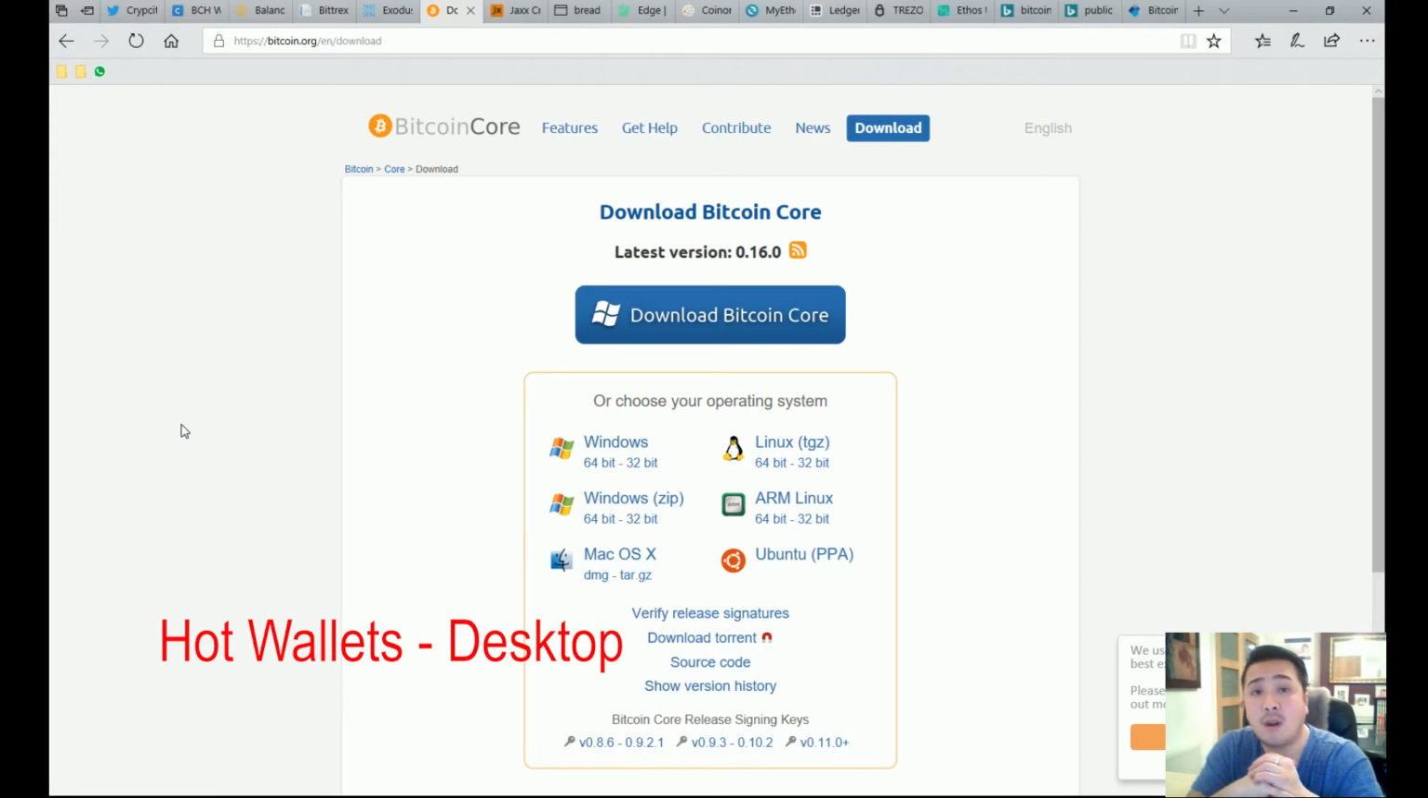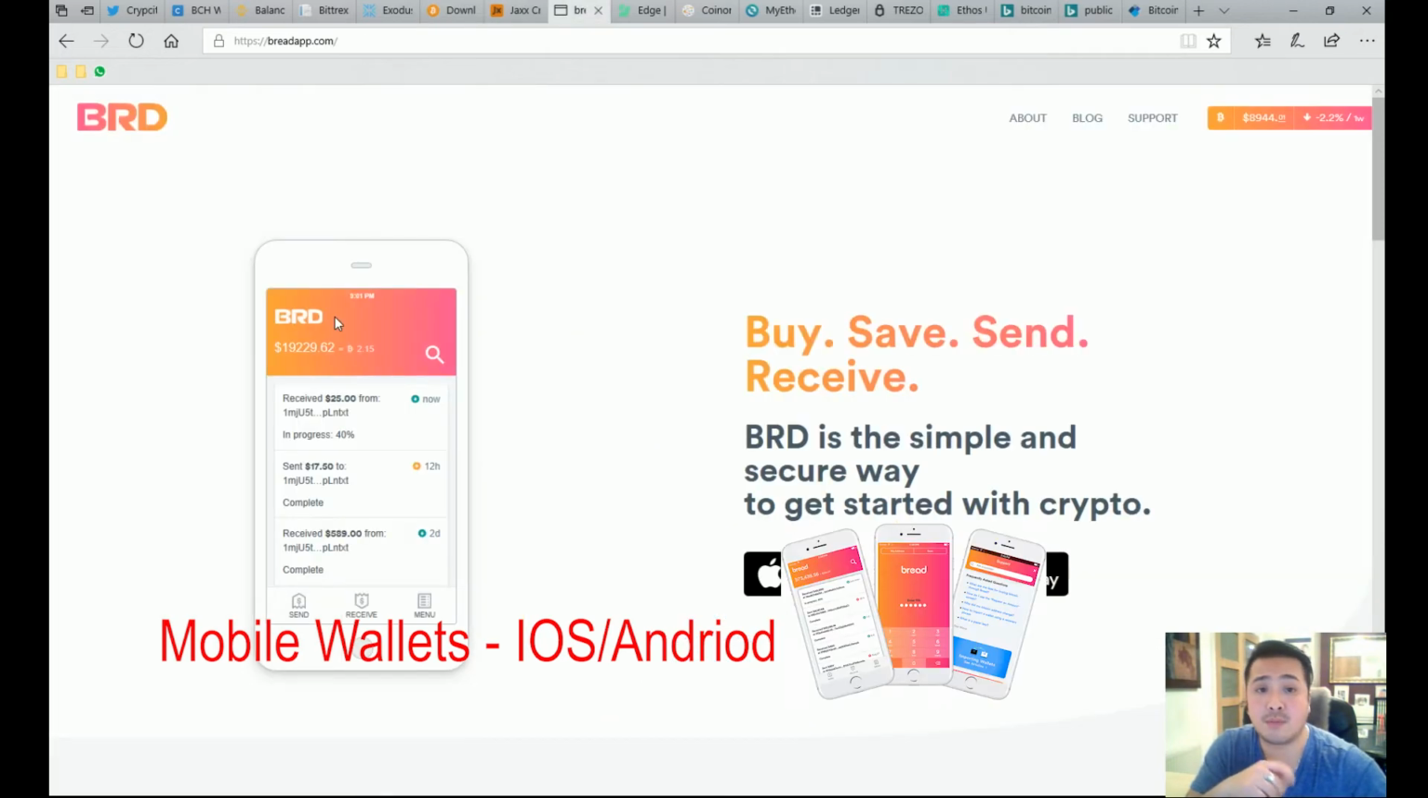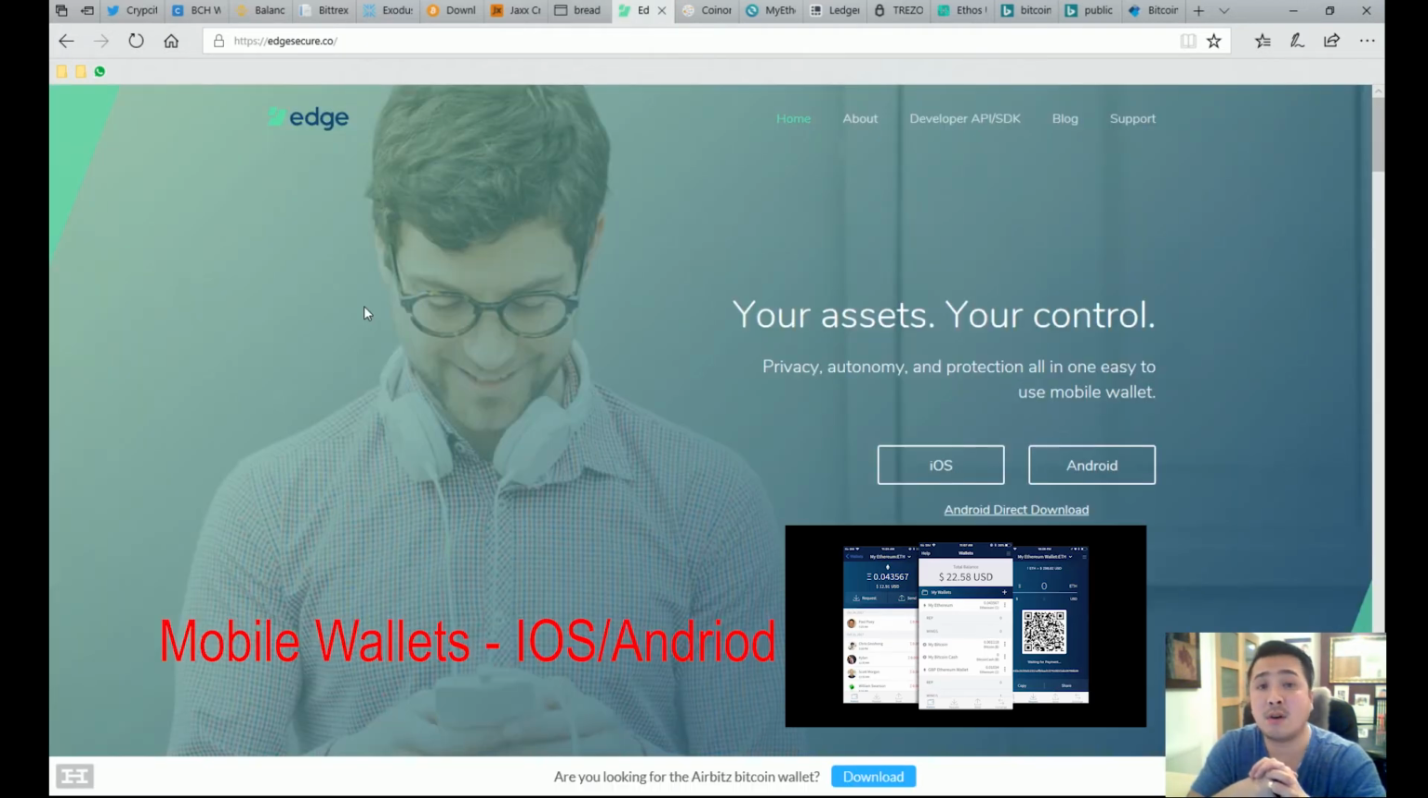The next type of wallets I'll be talking about is mobile wallets. Now, you've got quite a few various mobile wallets out there. For example, you've got the Bread wallet, which essentially allows you to buy, send, and receive cryptocurrencies on it. However, it doesn't support that many assets as of now. Same goes with the Edge wallet, which is also an iOS wallet for the iPhone.